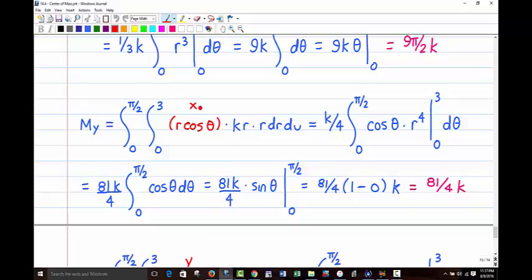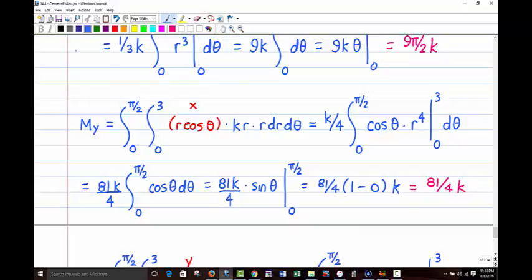Now the my moment, remember we have to put the x in there for that, but keep in mind if you're in polar coordinates, everything has to be polar coordinates. So you can't just leave an x sitting there. X has to be converted. So x is essentially r cos theta. And then once we do that, we're ready to go for that integral.